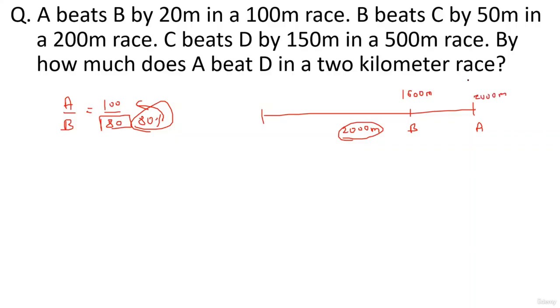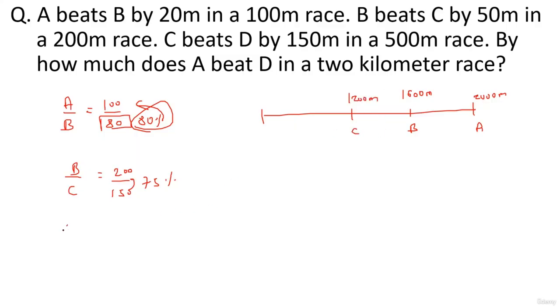right? Guys, by the same logic, B beats C by 50 meters in a 200 meters race. Okay, 50 out of 200 will basically be 25%. Okay, you can write it also and observe. 200 upon 150. So when B covers 200, C covers only 150. 150 is 75% of 200 or 3/4. So when B has covered 1600, okay, C will cover only 75% of that, which will be 1200. C will be at 1200, right?